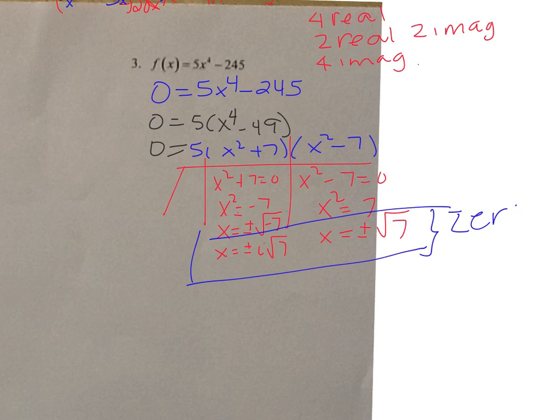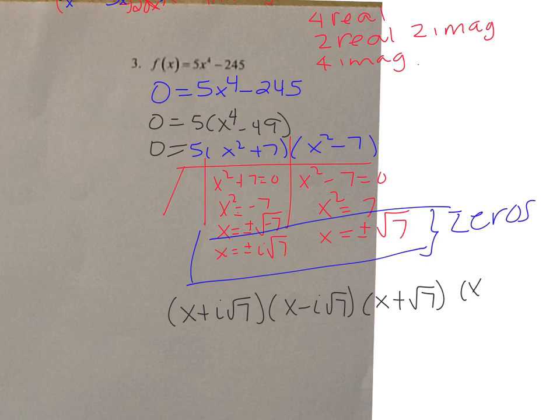And then I want my linear factors. So it'll be x plus i square root of 7, x minus i square root of 7, x plus the square root of 7, and x minus the square root of 7. And these are called your linear factors.